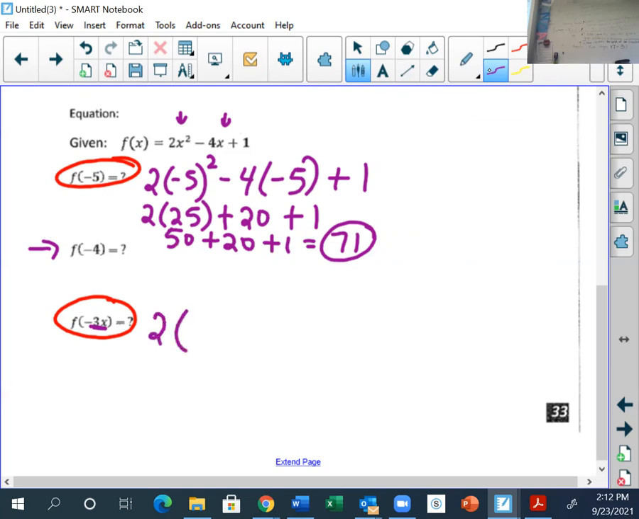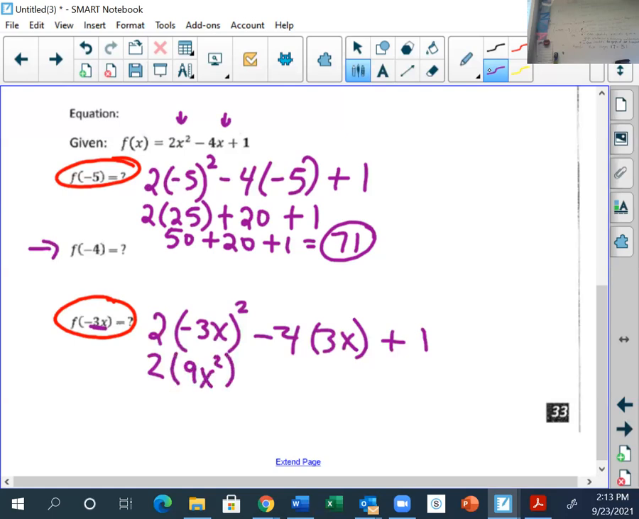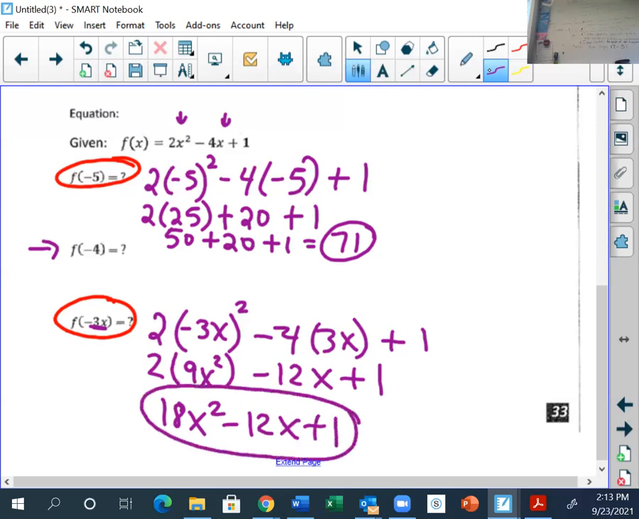So I have 2x squared. Instead of x, I'm going to replace it by -3x, minus 4 times -3x plus 1. So remember, this is squared. So 2 times -3x times -3x is 9x squared. Negative times negative is positive. Then -4 times -3x is +12x plus 1. So 2 times 9 is 18x squared plus 12x plus 1. That's all you have to do. I want you guys to do this part, and then we go over it together.